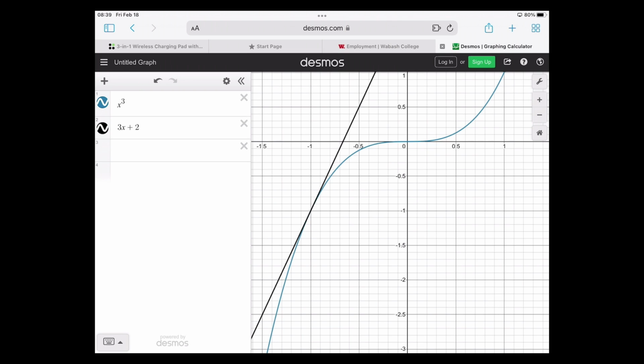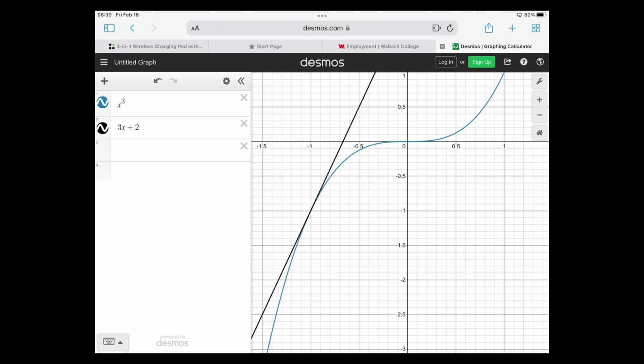Okay, and second, the reason why what we did in the previous question makes sense is because what is the difference between the y values of the blue curve and the black line if we're really close to x equals negative 1?